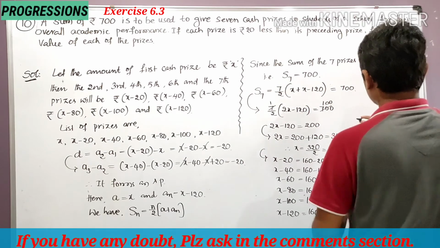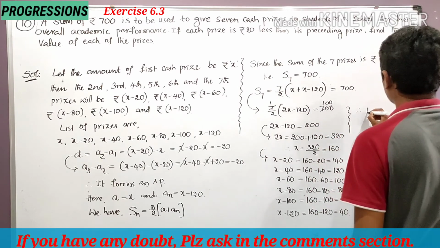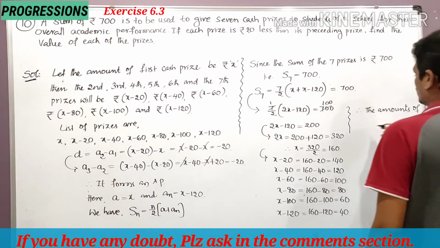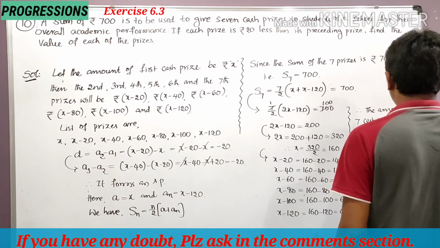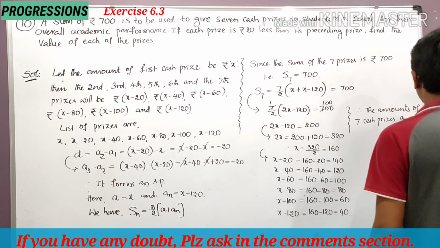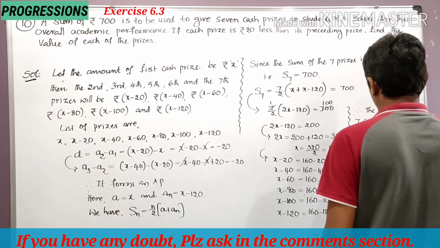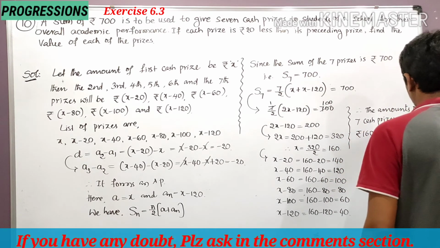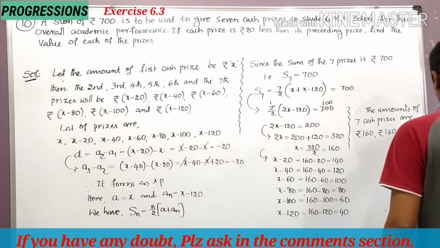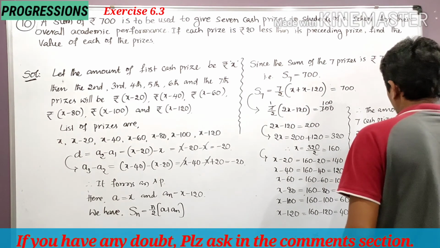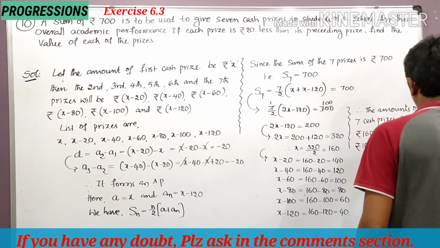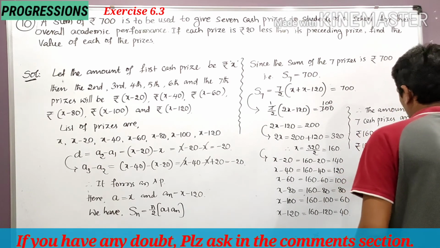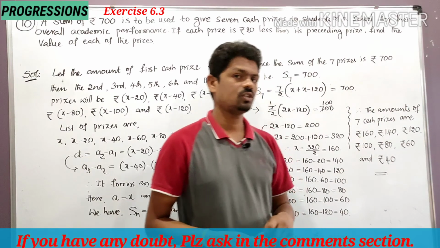Therefore, the amounts of the 7 cash prizes are rupees 160, rupees 140, rupees 120, rupees 100, rupees 80, rupees 60 and rupees 40. So these are the 7 cash prizes.